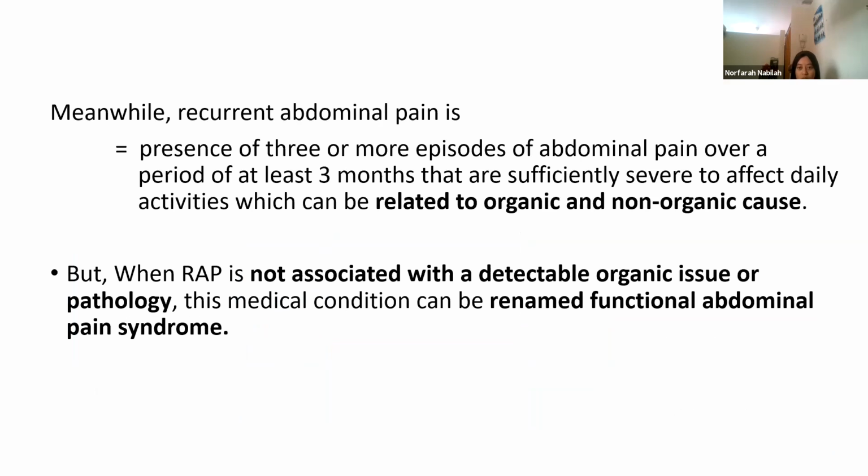Okay, so how to differentiate between recurrent abdominal pain and functional abdominal pain is that recurrent abdominal pain has relations to organic and non-organic causes. But if the recurrent abdominal pain is not associated with any pathologic cause, the condition can be renamed to functional abdominal pain syndrome.